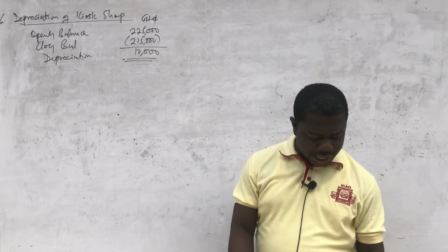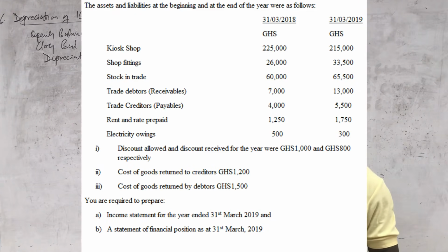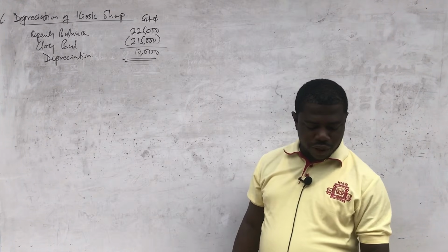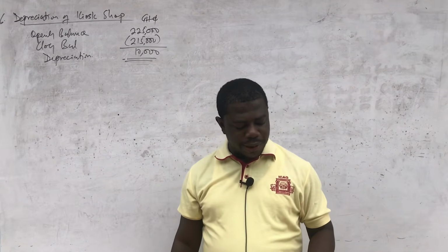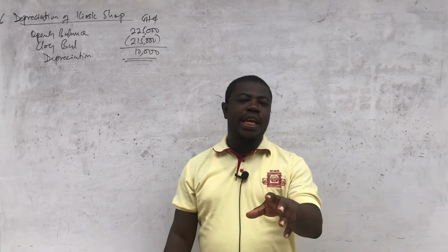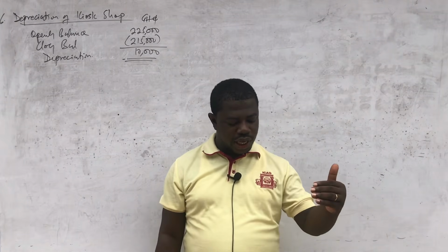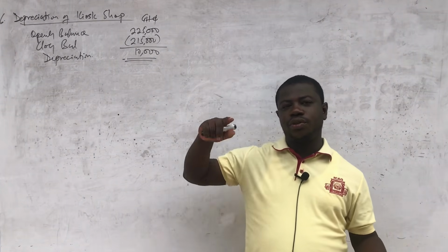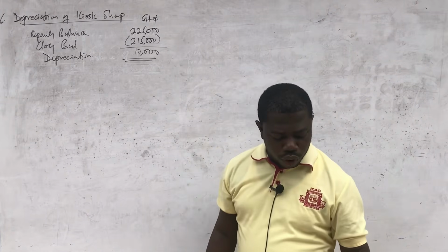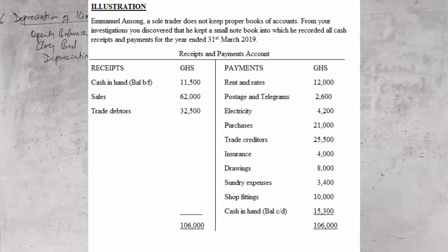And then the next non-current asset we have is shop fittings. At the beginning, shop fittings was 26,000 in value. But at the end, it has increased to 33,500. Now, looking at this straight away with your eye, you will say it's an appreciation. There is no depreciation because the value has gone up from 26,000 to 33,500. But if you go through the receipt and payment account, you will find shop fittings on your credit. It means that we bought additional shop fittings for 10,000.